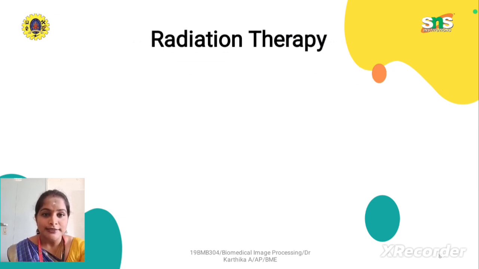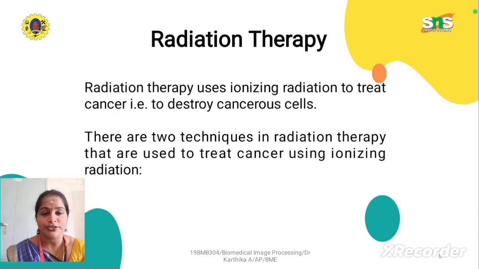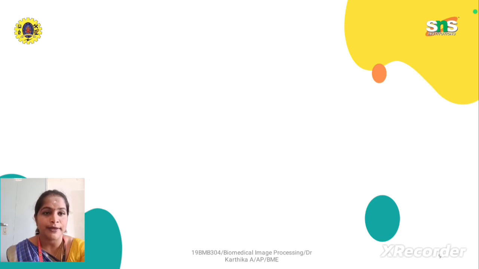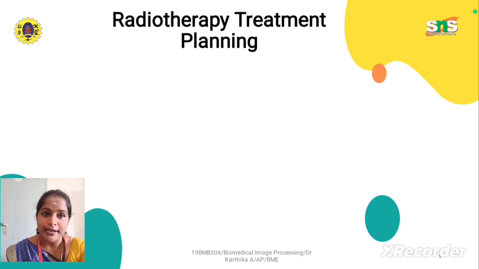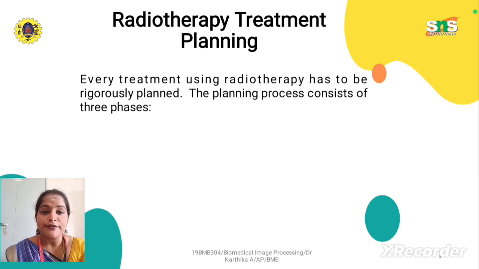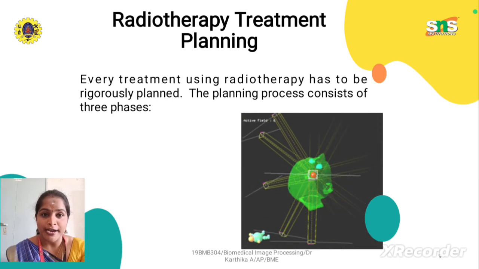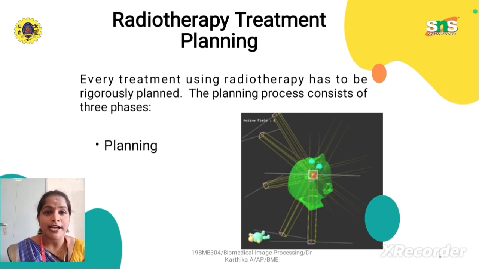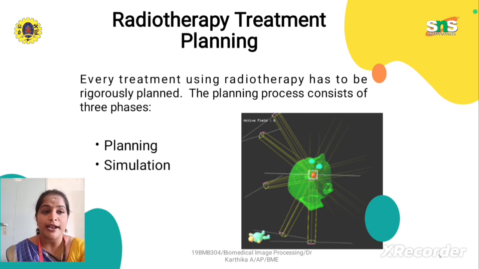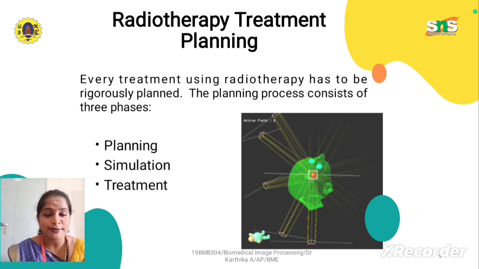See, in this treatment of cancer using ionizing radiation, radiation therapy plays an important role. Here, it is used to destroy cancerous cells. It has two main techniques. First one is radiotherapy, second one is brachytherapy. In treating cancer, three main phases are included. First one is planning, second one is simulation, and third one is treatment. Every treatment using radiotherapy has to be rigorously planned. This planning process consists of three phases: planning, simulation, and treatment.